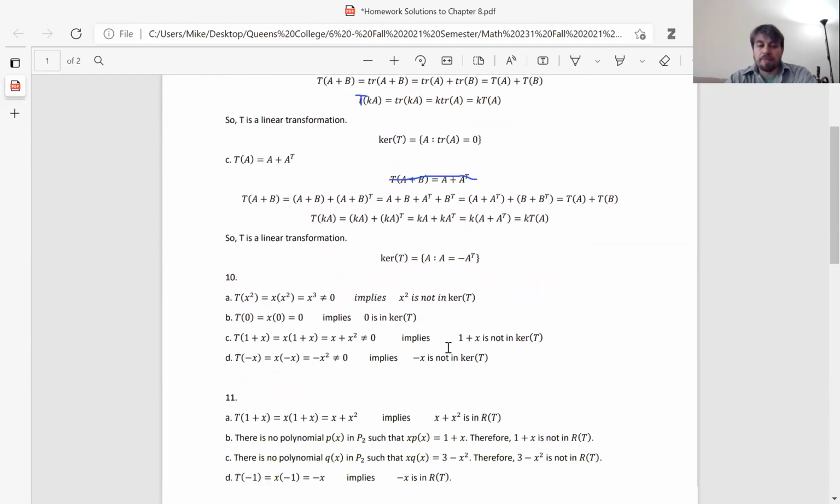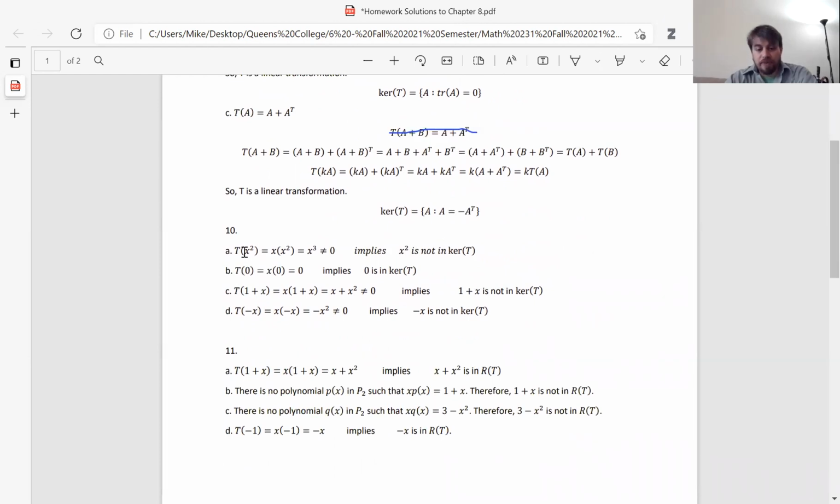So that's that problem. Number 10, so for number 10, it says let T from P2 to P3 be the linear transformation defined by T of P(x) equals x times P(x). Which of the following are in the kernel of T? Well, for A, it asks about x squared. So T of x squared equals x times x squared, which equals x cubed, and x cubed does not equal 0.